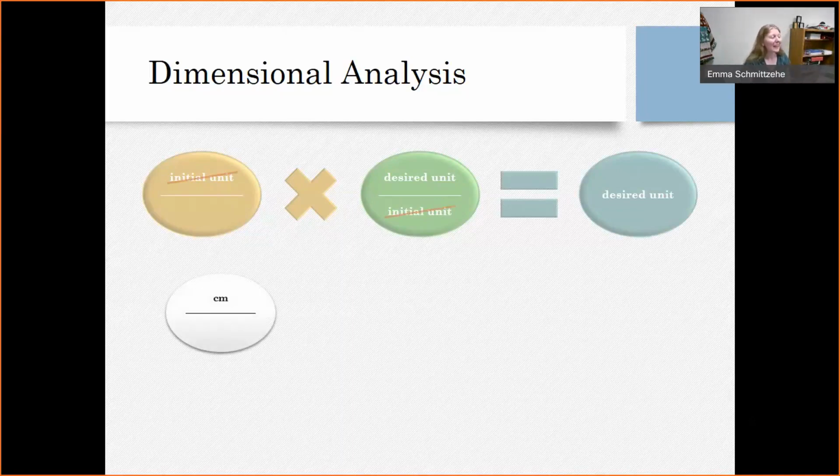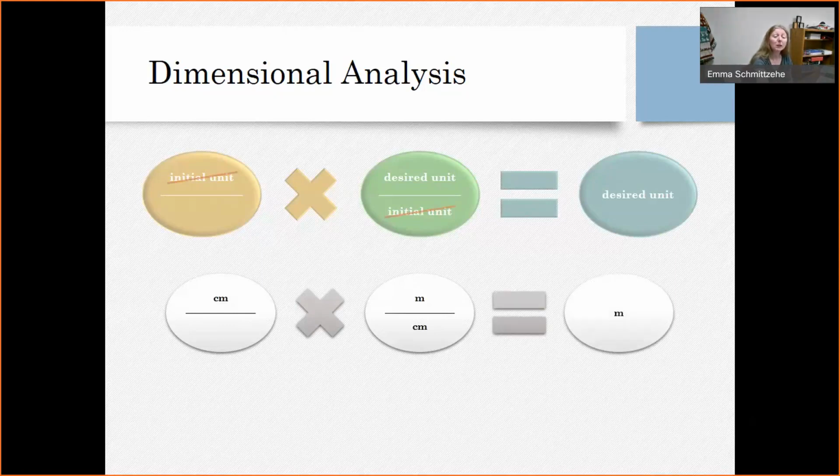Okay, so if I have a measurement that is in centimeters, okay, and let's say I don't want centimeters, let's say I want meters, okay, if I want to convert my centimeters to meters, then I'm going to multiply by a ratio or a unit factor that has meters on top and centimeters on bottom. Because that's going to put the centimeter part, the part that I don't want, opposite. And it's going to cancel and leave me with meters. Okay, so those centimeters will cancel and give me meters.